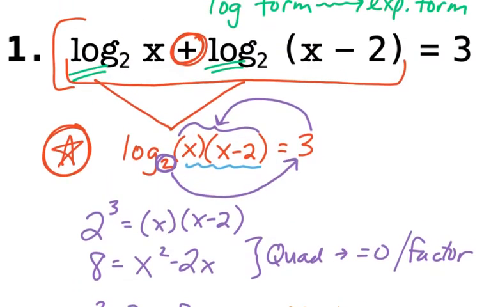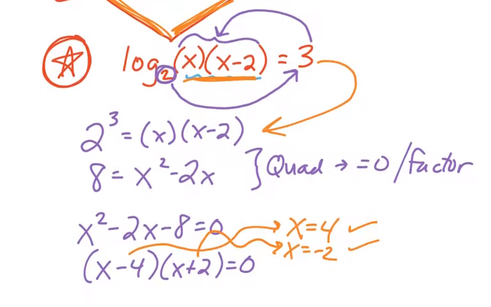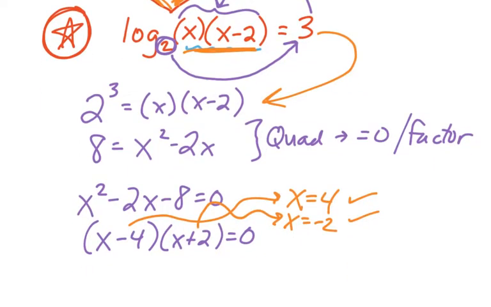We combined our two logs together, smushed them together. Addition went back into a product, multiplication. Once we did that, we were able to flip into exponential form. And then it's just been algebra. Now, here's the deal. Here's why we have to be really careful. I'm going to put a big star in this step because we have to stop and check our solutions.